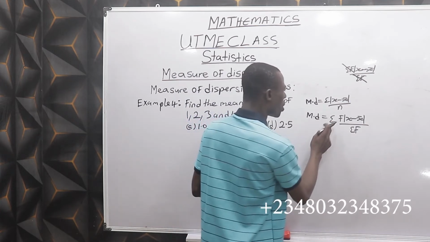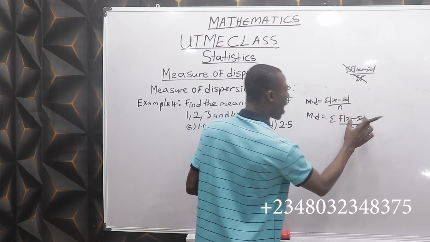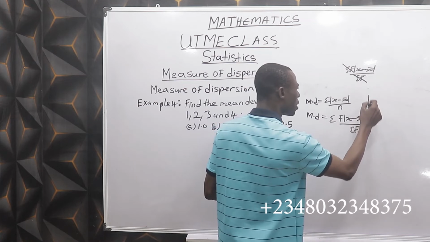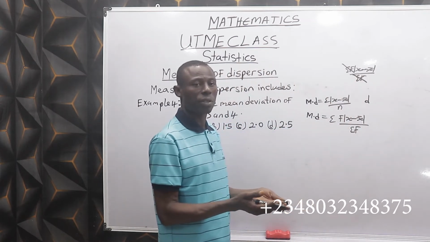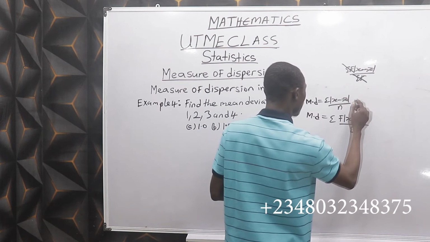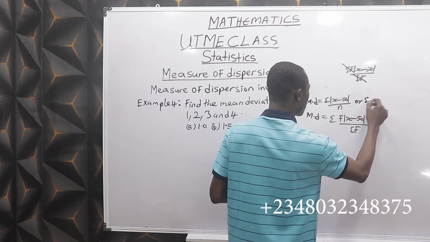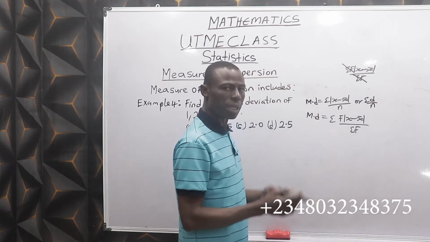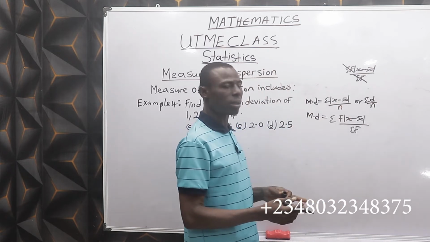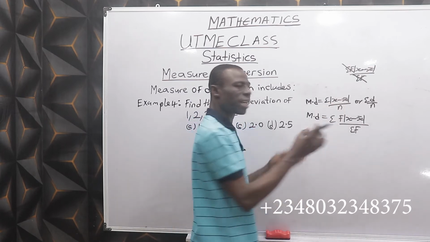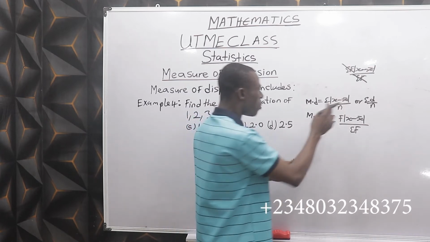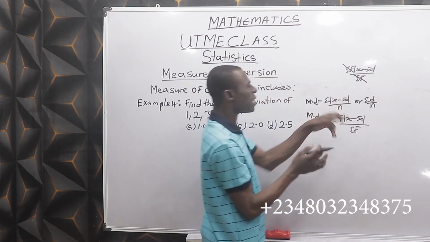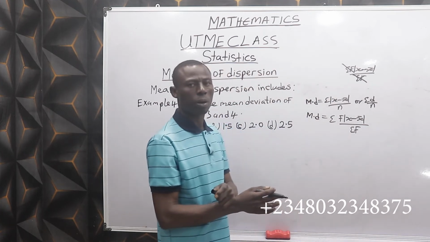It is summation of frequency times the deviation. This x minus x bar is the same thing as d, which could represent deviation. Therefore, this same formula could be written as summation d over n, where d is the deviation, x minus x bar. Don't forget, x bar is the calculated mean. The difference between the x value and the calculated mean x bar is the deviation we talk about.